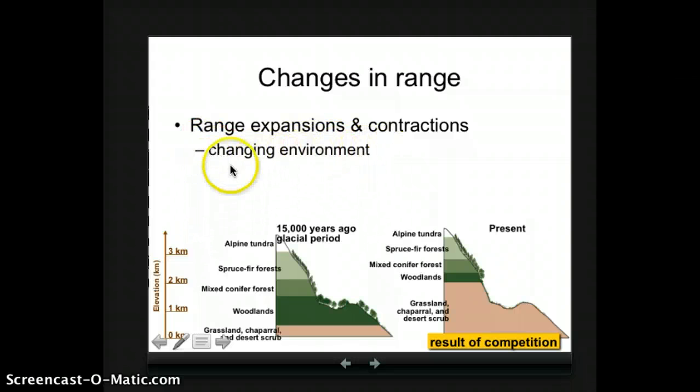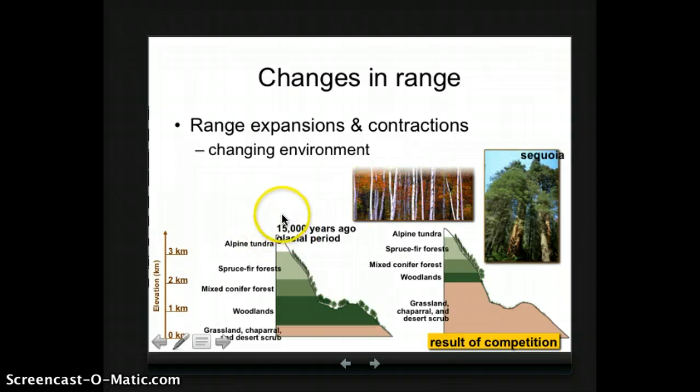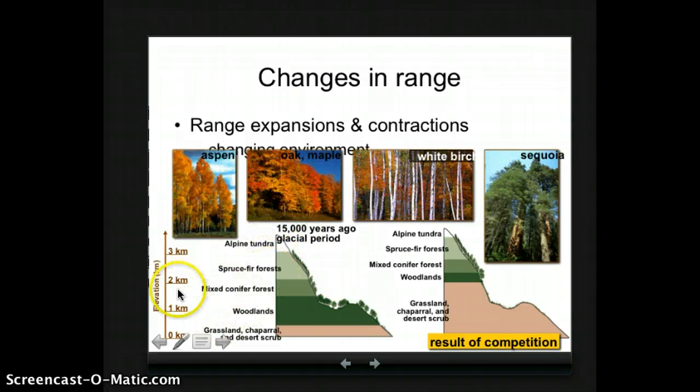And whether this happens naturally or because of the impact that human beings have had on the environment, it's happening. And we can see some evidence of that when we look at the woodlands. So woodlands, about 15,000 years ago, were much more prevalent down here at lower elevations because of the climate. Now, today what we find is that the woodlands are not as prevalent at that same elevation because they've been outcompeted by these grasslands and desert scrubs and chaparrals. Okay, so that's a range that has changed over time due to a change of environment.